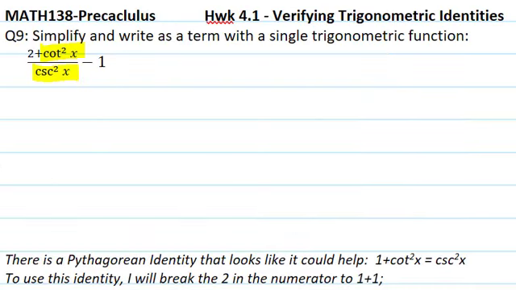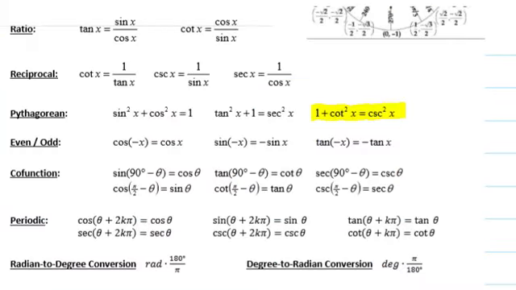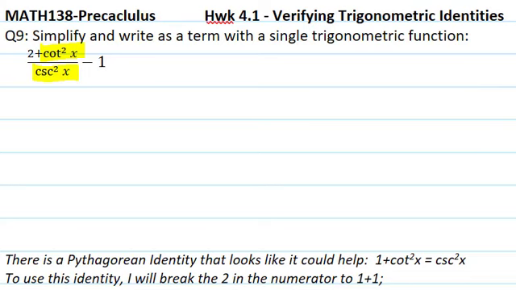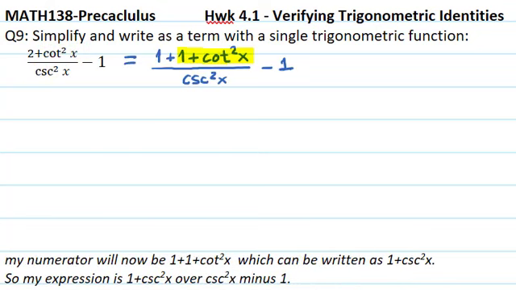There is a Pythagorean identity that looks like it could help. 1 plus cotangent squared of x equals cosecant squared of x. To use this identity, I will break the 2 in the numerator into 1 plus 1. My numerator will now be 1 plus 1 plus cotangent squared of x, which can be written as 1 plus cosecant squared of x. So my expression is 1 plus cosecant squared of x over cosecant squared of x minus 1.